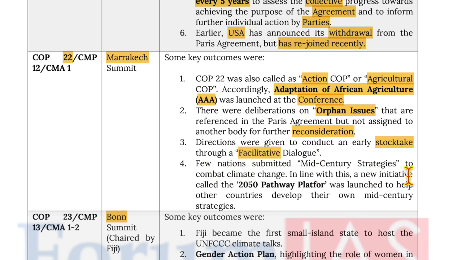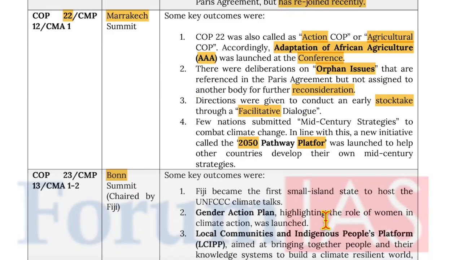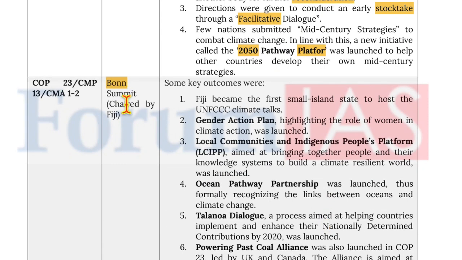Few nations submitted mid-century strategies to combat climate change. In line with this, a new initiative called 2050 Pathway Platform was launched to help other countries develop their own mid-century strategies. Now, COP23, which is Bonn Summit, was chaired by Fiji. So it was chaired by Fiji but was held in Germany.